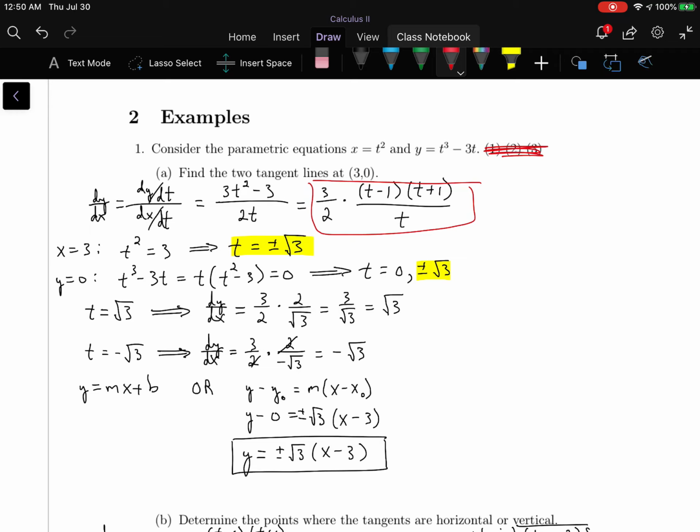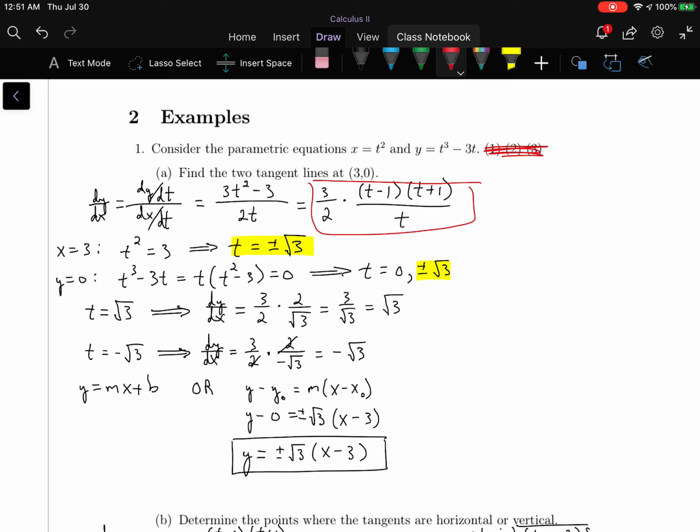So when t is root 3, dy/dx is going to be positive root 3, and I just substituted root 3 in for t into the red box that I have. And when t is negative root 3 and you sub that into the dy/dx formula for t, you end up getting negative root 3. They don't have to actually mirror themselves. This problem does work out that when t is root 3, the slope is root 3, and when t is negative root 3, the slope is negative root 3. So that's just how it is for this problem. That's not a rule of thumb.